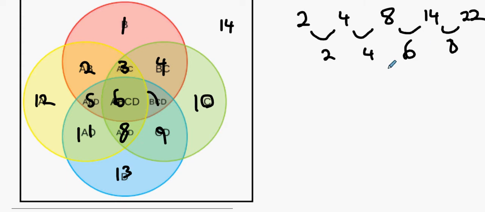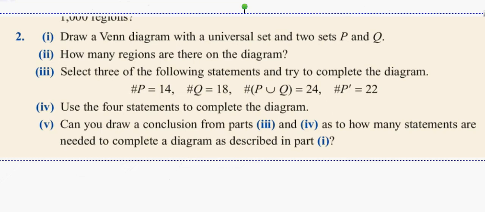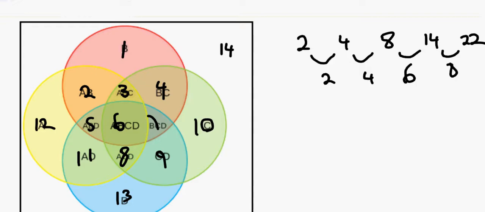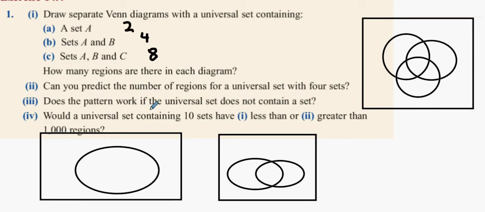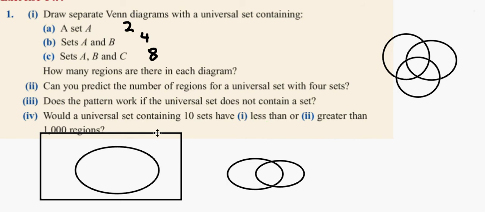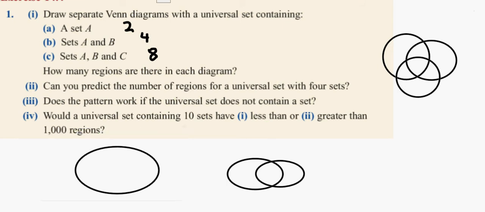It actually asked me to predict. Actually, this is such a tough question. It's one of the only questions I ever had to look up in recent times, right? Does the pattern work if the universal set does not, so if we don't have the rectangle? Let's figure out if we don't have the rectangle, what would we have? So instead of 2, 4, 8, it's going to be 1, 3, 7. So it's 1, 3, 7, and 13.